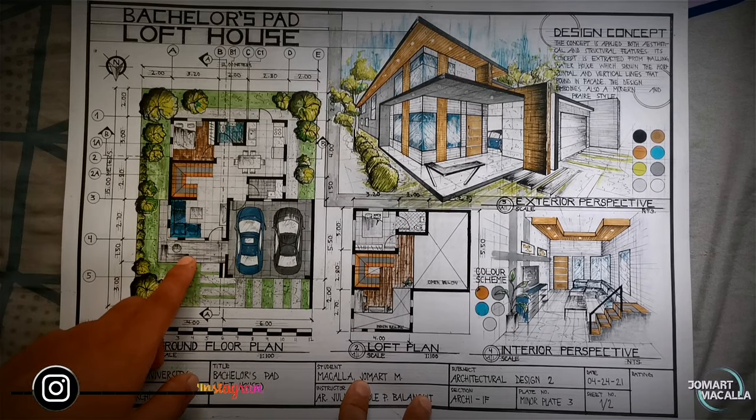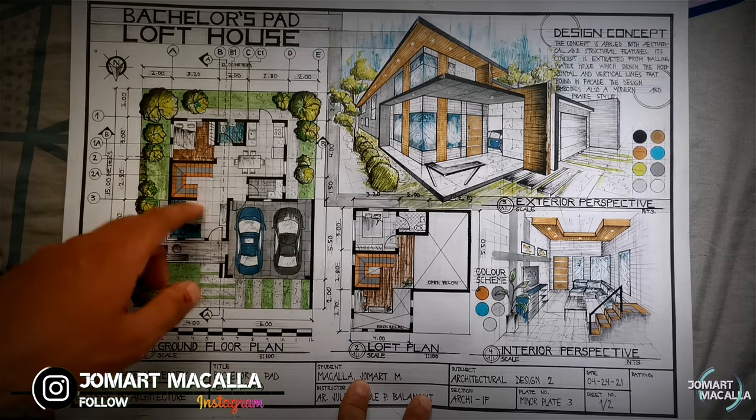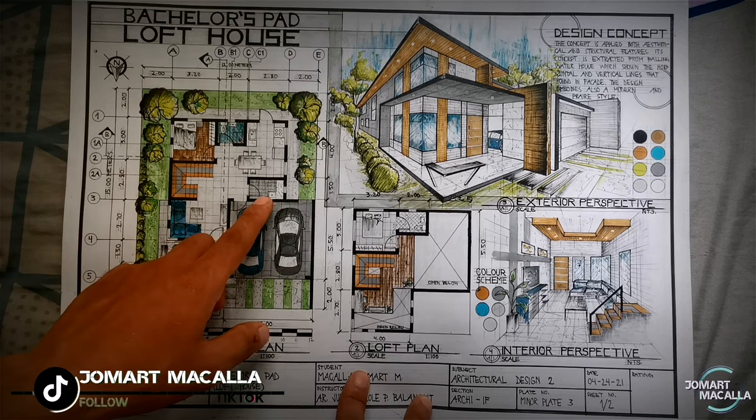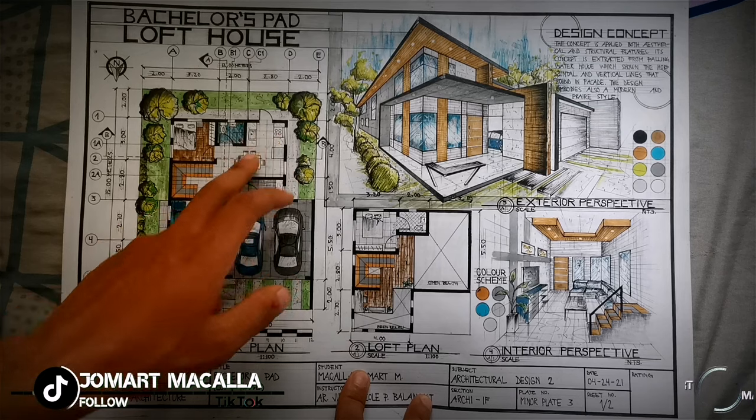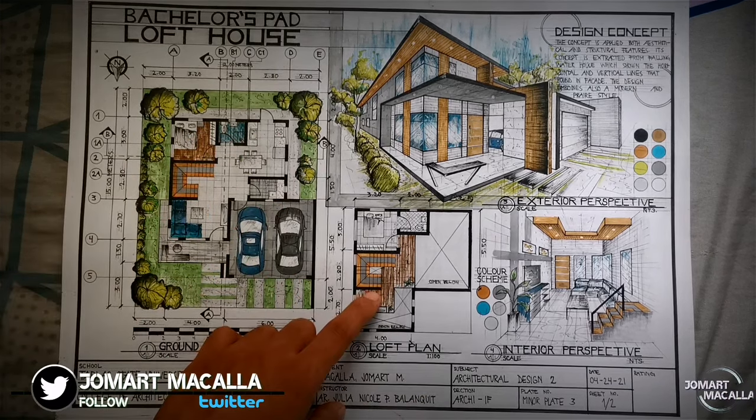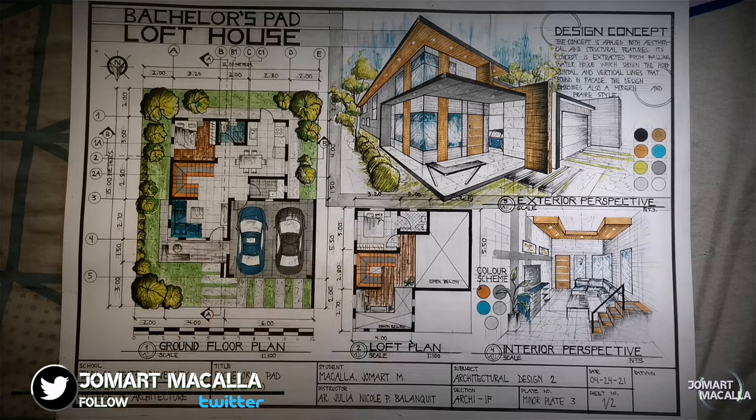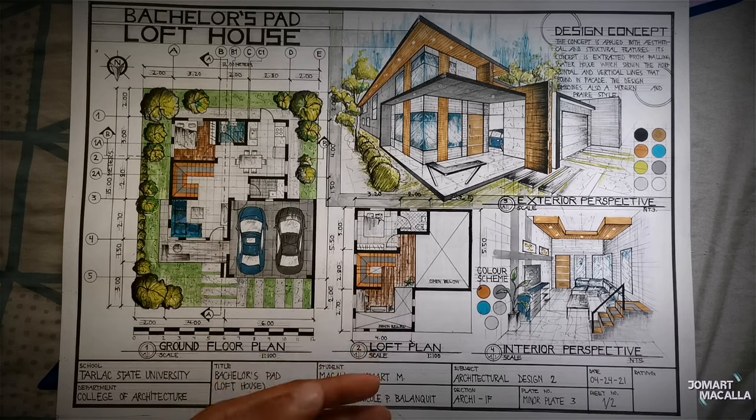Then of course the outdoor receiving area, 2-car garage, living area, staircase papunta sa roof. Then of course the laundry area, the dining area, kitchen, common toilet and bath, then the guest room. Then of course the roof plan. We have a master bedroom with toilet and bath. Then the additional area, which is the working space or working area.